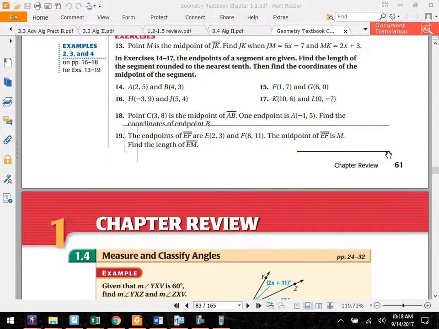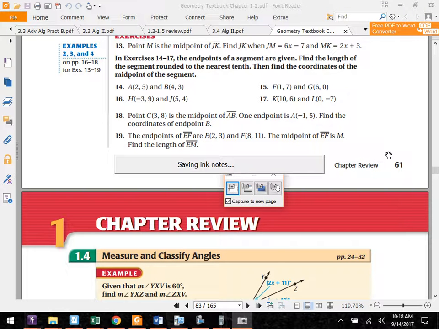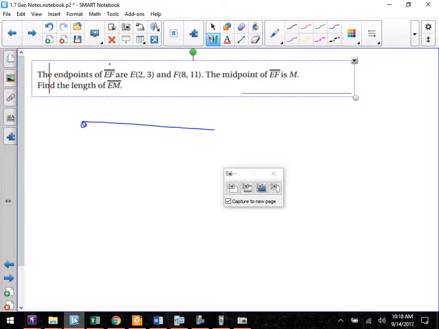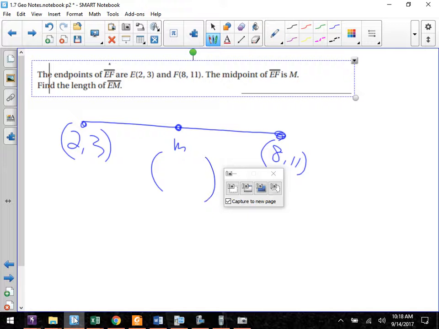Number 19 is like what we were just doing with 14. On 14, we had to find the distance formula first and then find the midpoint. Here, you have to find the midpoint first and then get the distance between the two. So it's making you do a little extra step. It tells you you've got endpoints E and F at (2, 3) and (8, 11). It wants you to find the midpoint coordinates at M.